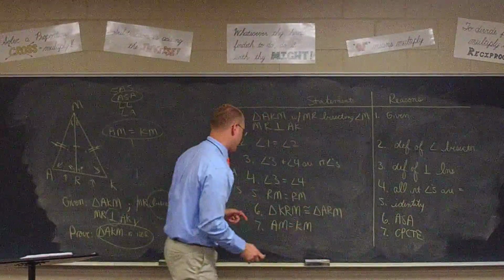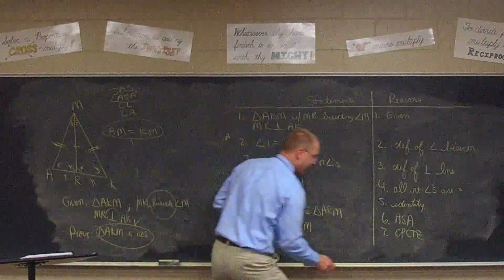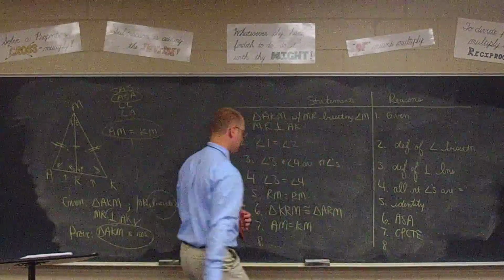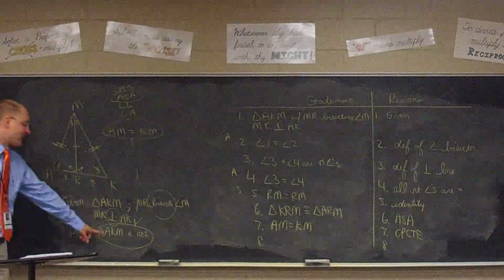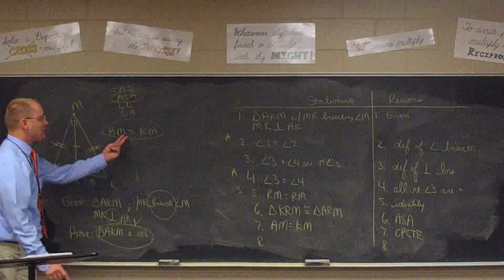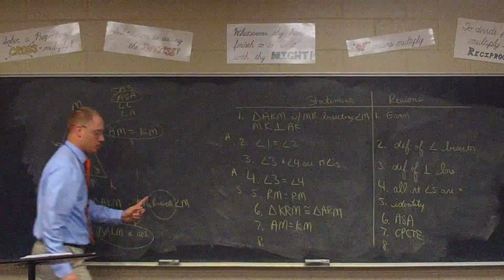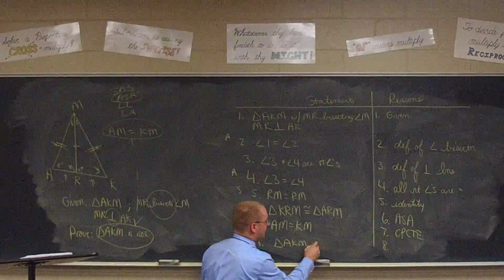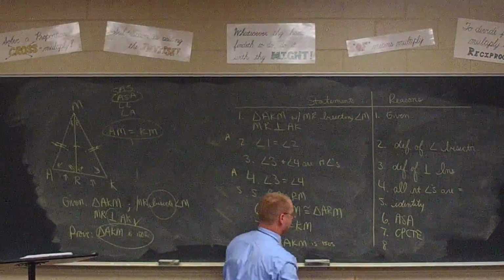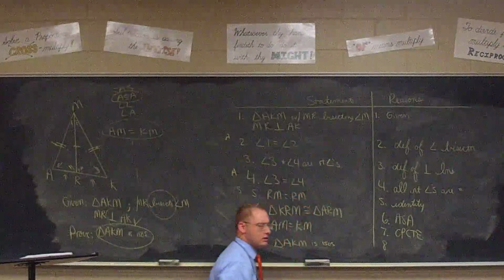Then I have no way of then stating in number 8 that, what was the ultimate goal of the proof? That triangle AKM is isosceles. I needed those two sides equal to get the isosceles triangle. So number 8, yes, triangle AKM is in fact isosceles.